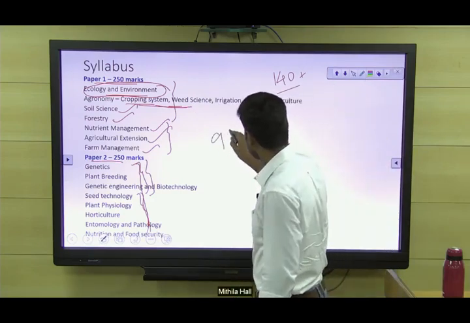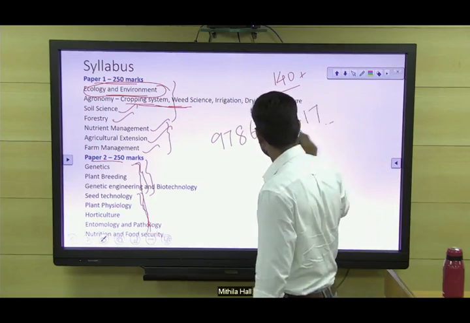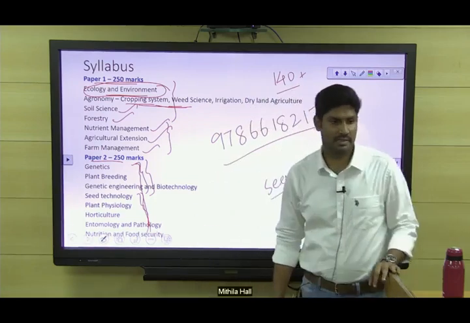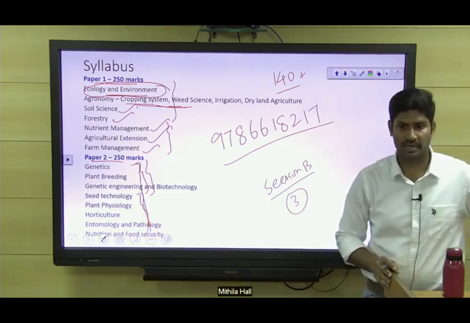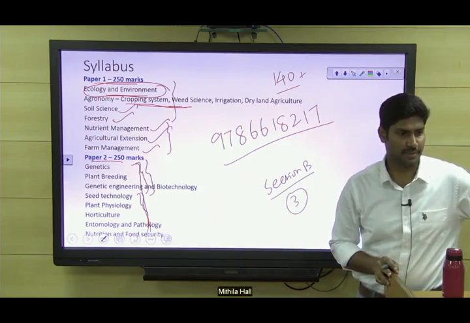And this is my personal number. If you have any doubts regarding choosing agriculture optional, or any guidance regarding the optional, you can message me or call me.